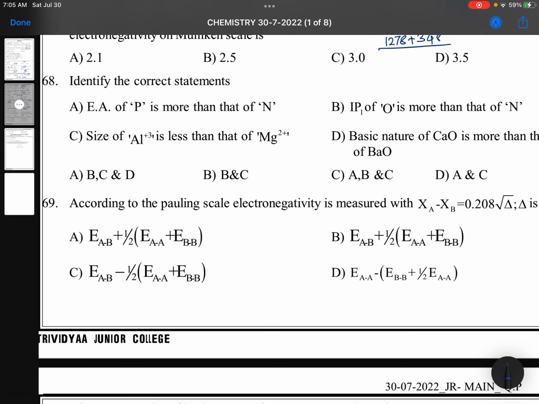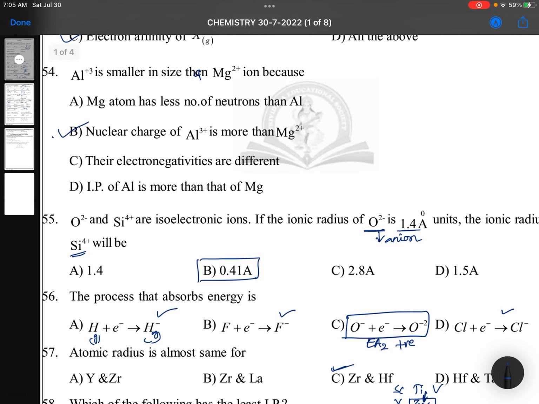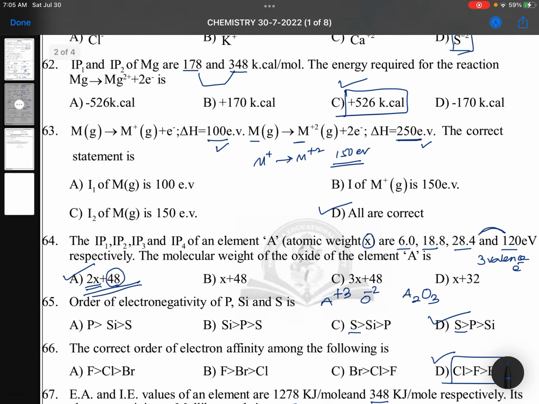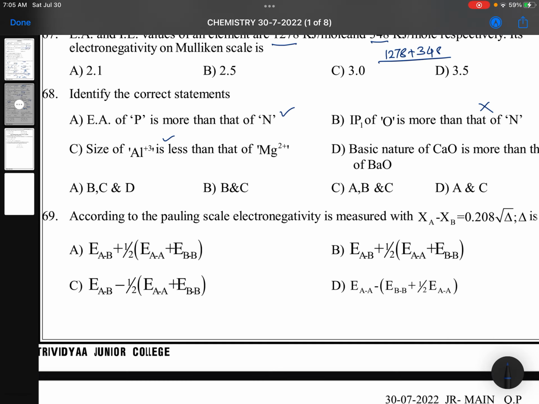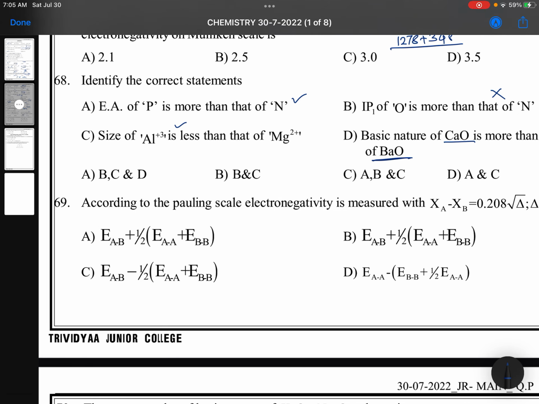Identify the correct statements. Electron affinity of phosphorus is more than that of nitrogen. Yeah, this is the correct statement. Ionization potential 1 of oxygen is more than that of nitrogen, wrong. This is a wrong statement. Size of aluminum plus 3 ion is less than that of magnesium plus 2. This is again right. This question is there already in this paper. Somewhere we got this one. Okay, so use sometimes to answer such kind of question. Basic nature of calcium oxide is more than that of barium oxide, no, barium oxide is more. So A and C are correct.